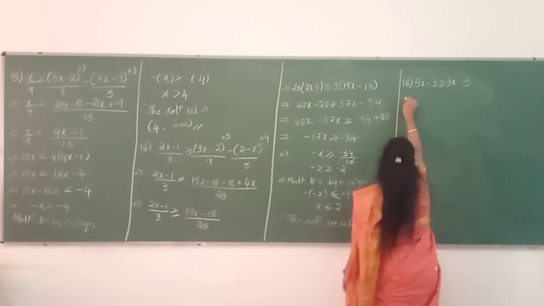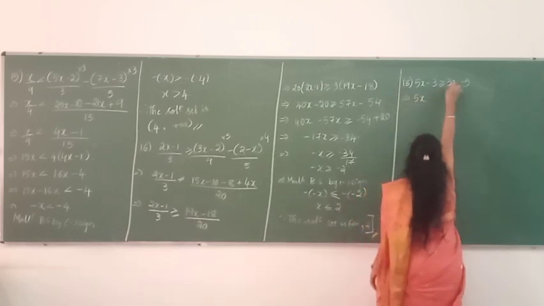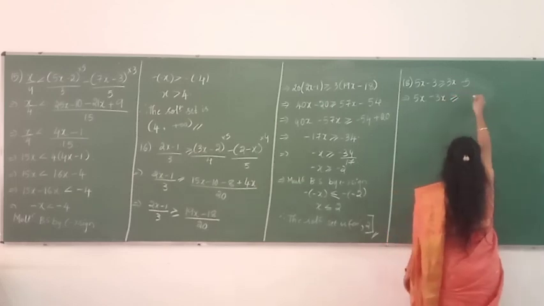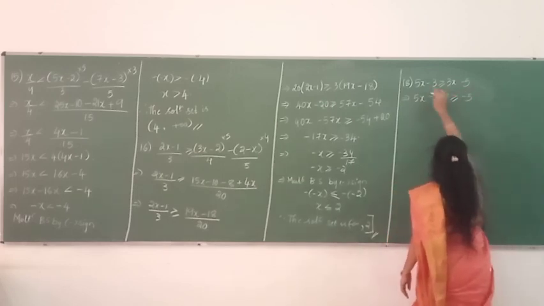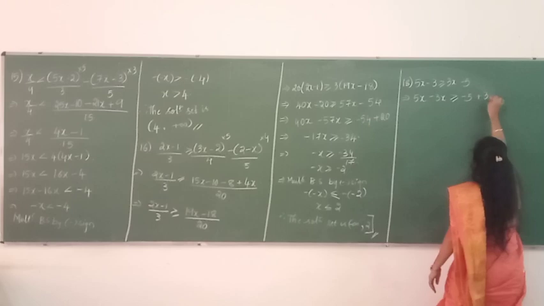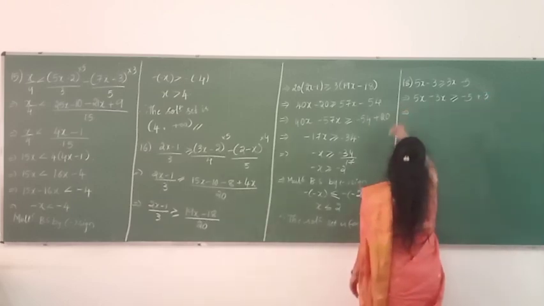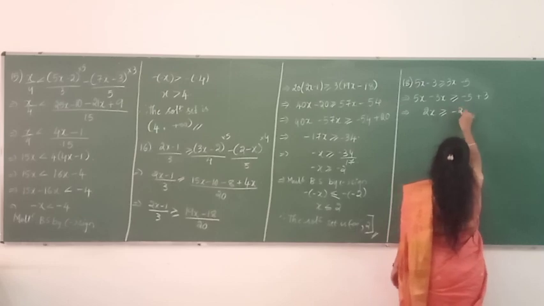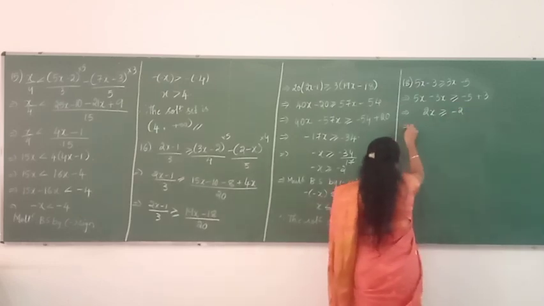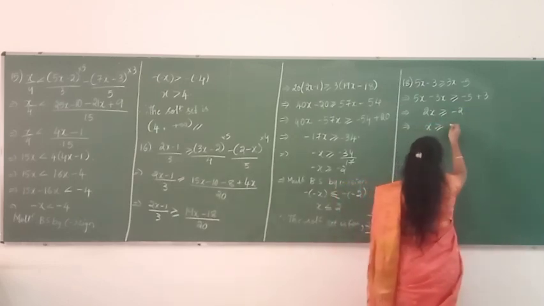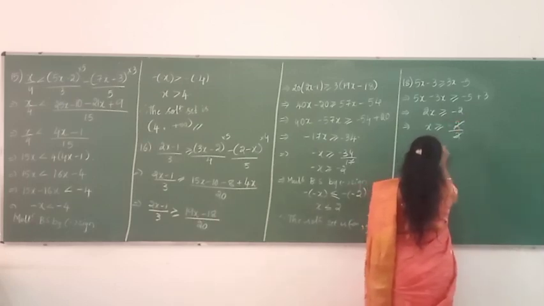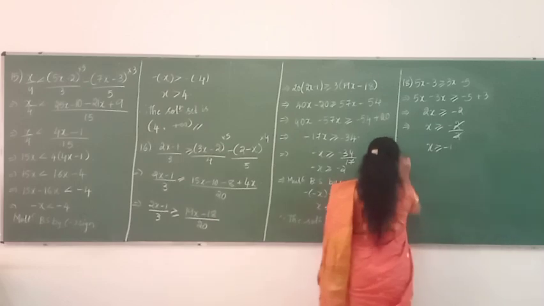Now just take variables one side, it will be 5x minus 3x. When it goes to LHS, it will become minus 3x is greater than or equal to minus 5 plus 3. So here you will be getting 2x is greater than or equal to minus 2. So x is greater than or equal to minus 2 divided by 2. So you will be getting here x is greater than or equal to minus 1.